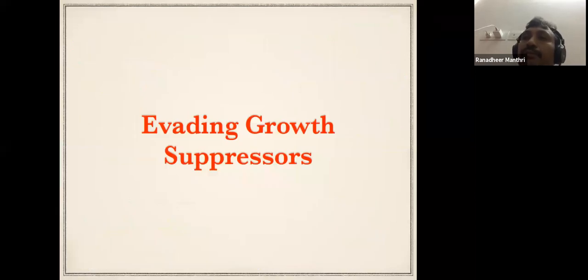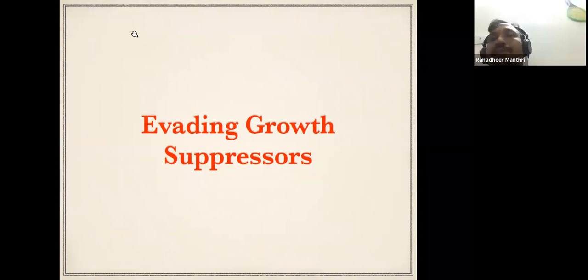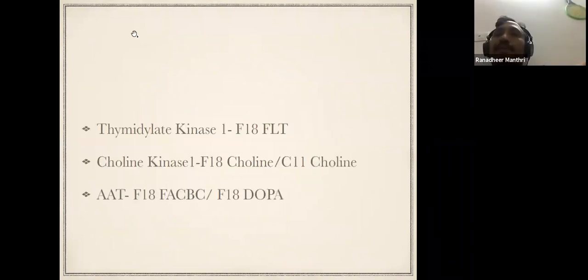Next slide, please. Evading growth suppressors. It evades growth suppressors. How? Let us see. Next slide, please. So, growth suppression. Normally, there are growth suppressors by which the dividing tumor is stopped. But because these tumors evade growth suppression, there is elevation of thymidylate kinase enzyme.